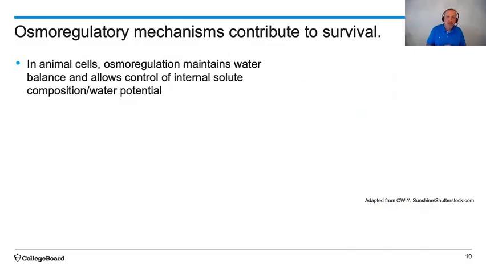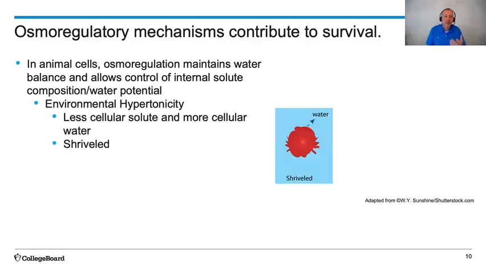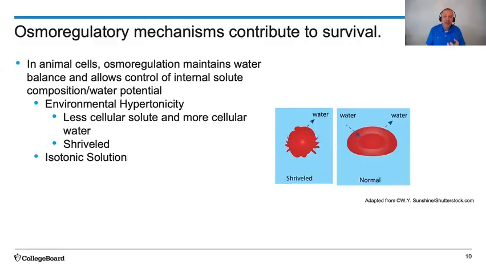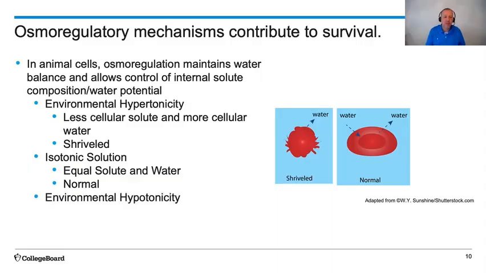Now, in animal cells, osmoregulation also maintains water balance and allows control of internal solute composition. So during environmental hypertonicity, there is less cellular solute and more cellular water, just like in plant cells. However, the animal cell will shrivel. During an isotonic solution, there's equal solute and equal water, so there's equal water moving in and out in a dynamic equilibrium. And this is considered normal. This is the normal state for an animal cell.